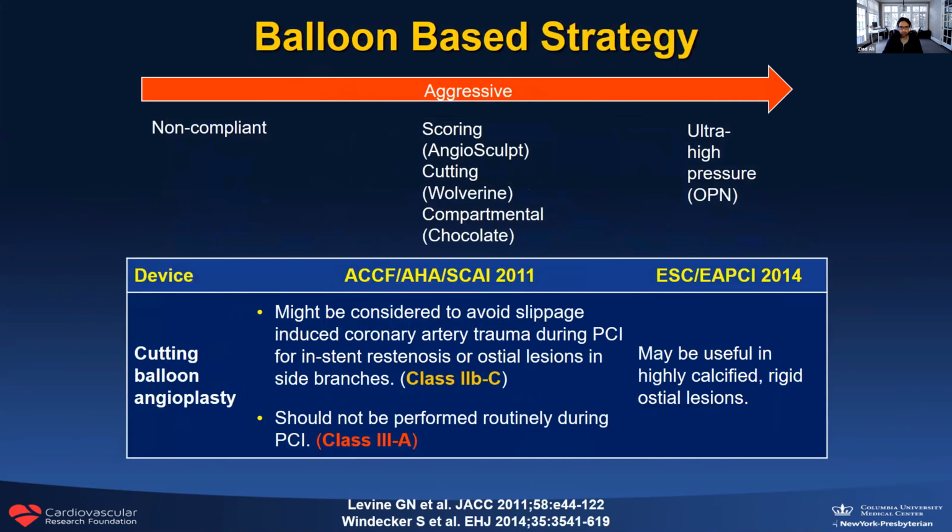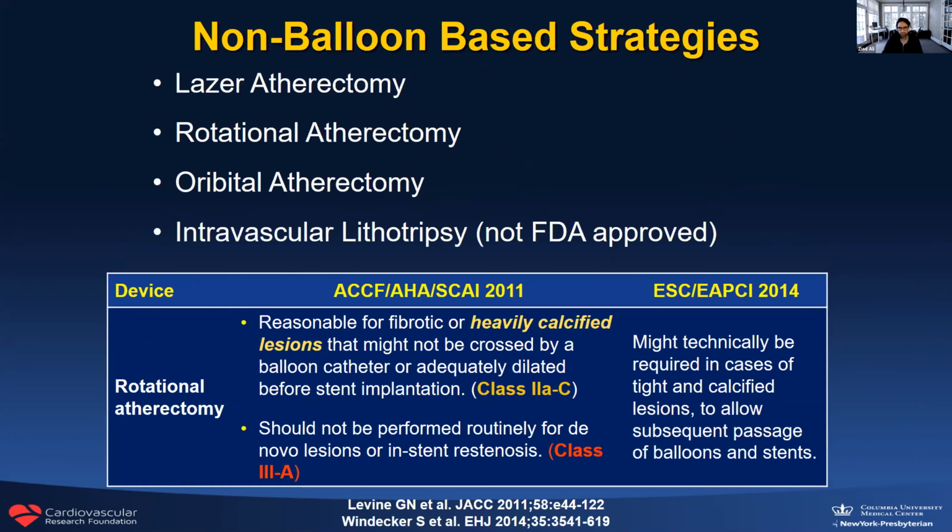Balloon-based strategies include non-compliant, specialty balloons, and ultra-high pressure balloons, of which, in my personal opinion, the ultra-high pressure balloon is the only balloon of any significant value. There's, I believe, very limited data to show the utility of these devices in facilitating calcium fracture. As a result of that, the guidelines support these really to prevent slippage in in-stent restenosis or ostial lesions with the 2BC evidence.